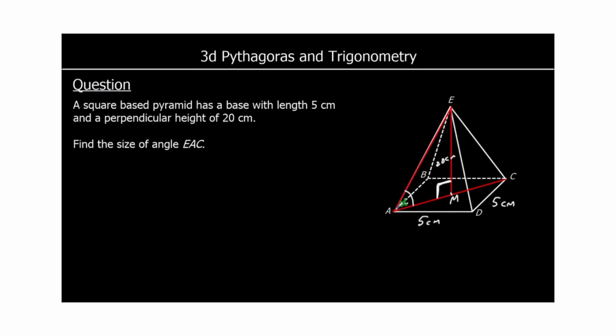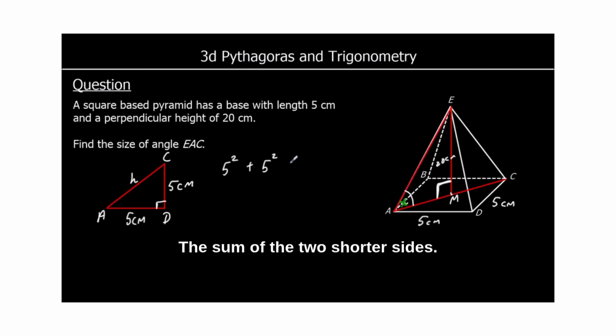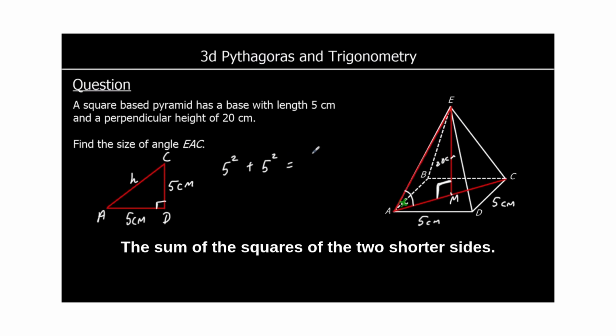So if we use the triangle ADC, it's a right angle triangle, half of a square. A to D to C, we know we've got 5 centimeters and 5 centimeters. So we can find the length AC, and then if we want AM, we just half AC. So we'll call this H. Pythagoras says the sum of the squares of the two shorter sides is equal to the square of the hypotenuse.